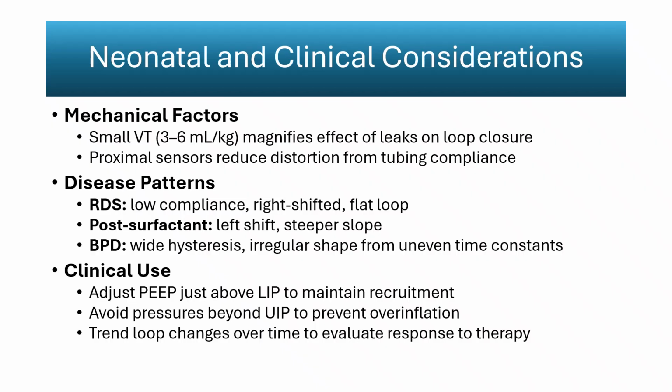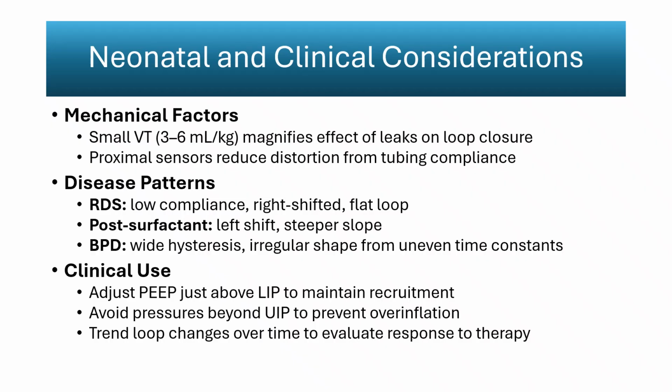After surfactant, compliance improves quickly, and the loop shifts left with a steeper slope. In bronchopulmonary dysplasia, the loop often widens and becomes irregular because different lung regions have very different time constants. Some units inflate and empty quickly, while others inflate slowly, producing uneven hysteresis and distorted contours. Clinically, identifying these patterns helps guide ventilator adjustments.